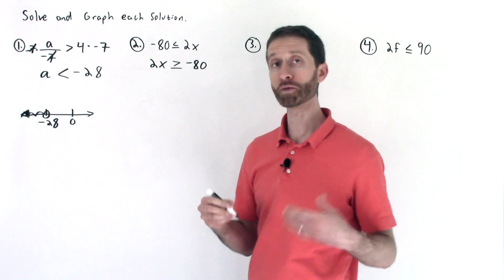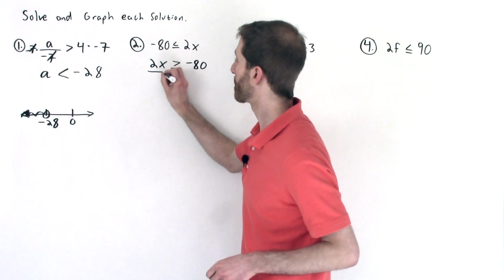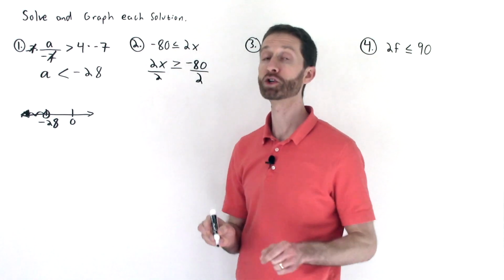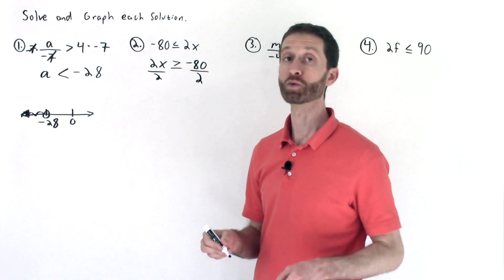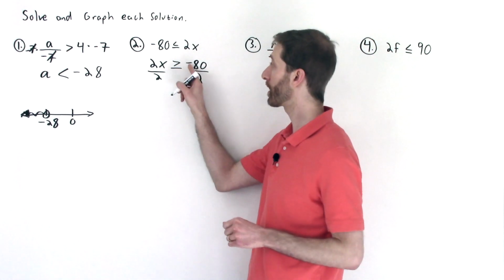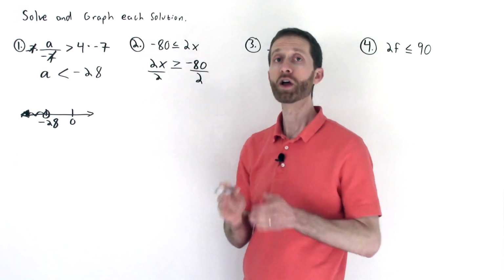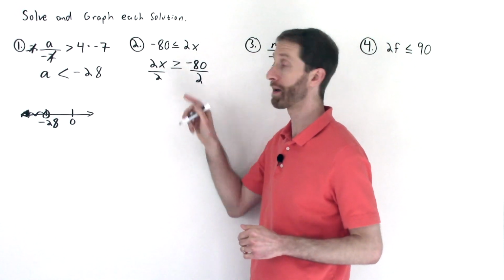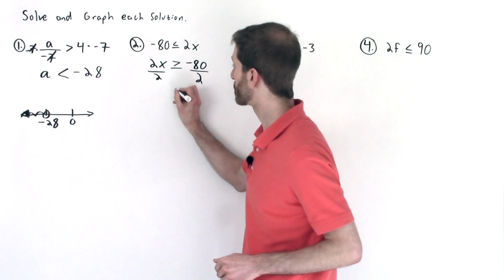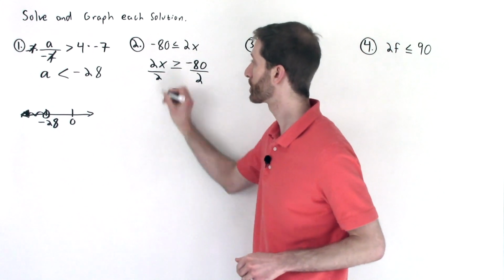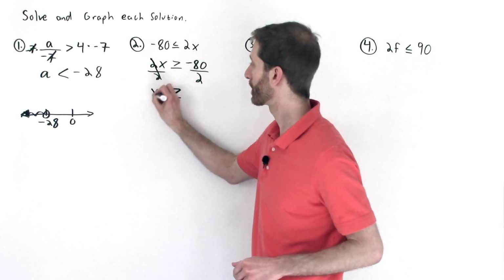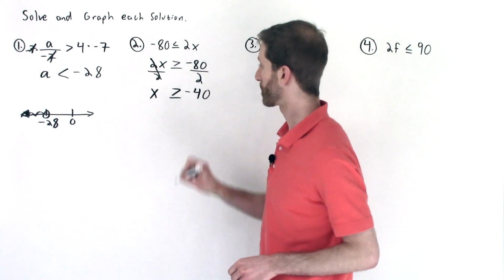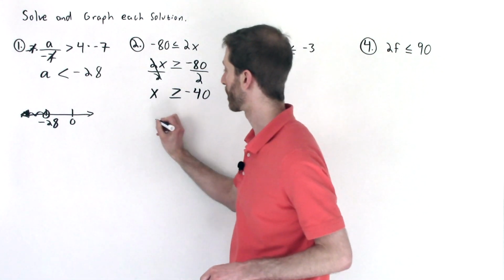We want to undo multiplication by 2, so we're going to divide both sides by 2. Now, we divided by a positive 2 here. What that means is we do not change the signs. I realize that negative 80 is a negative number, but we did not actively divide by a negative number. We're dividing by positive 2. And so the inequality stays the same. I note that first. The 2's divide out, isolating x, and negative 80 divided by 2 is negative 40. So our answer is x is greater than or equal to negative 40.